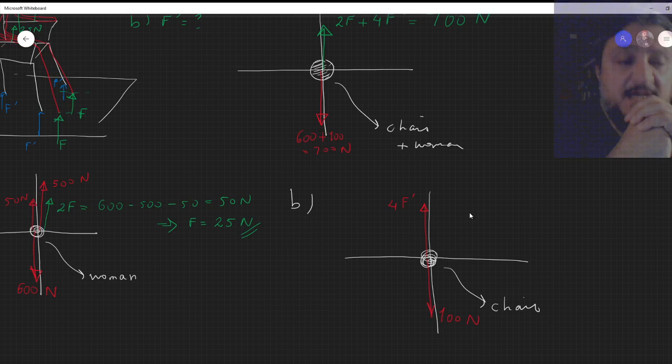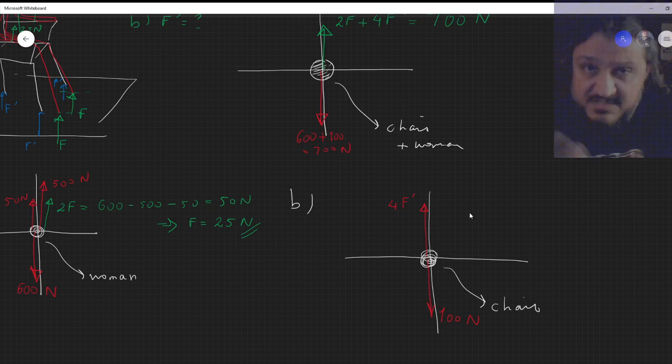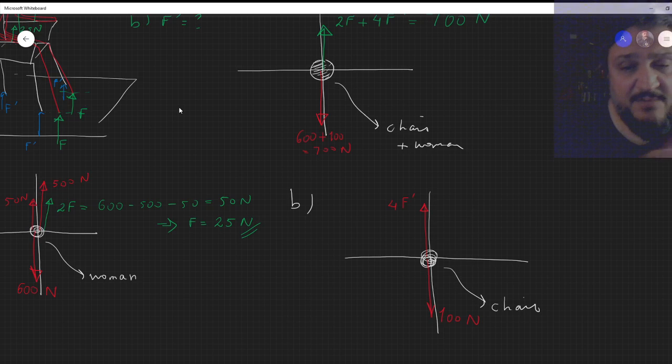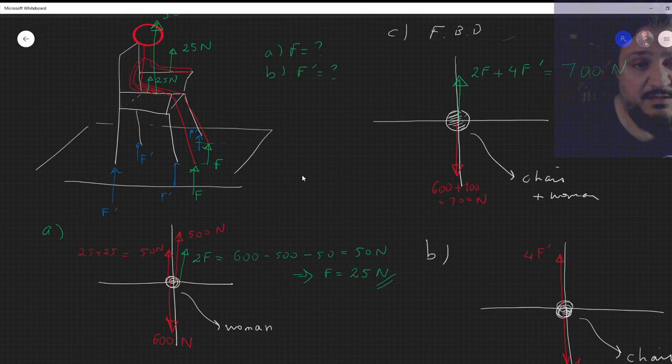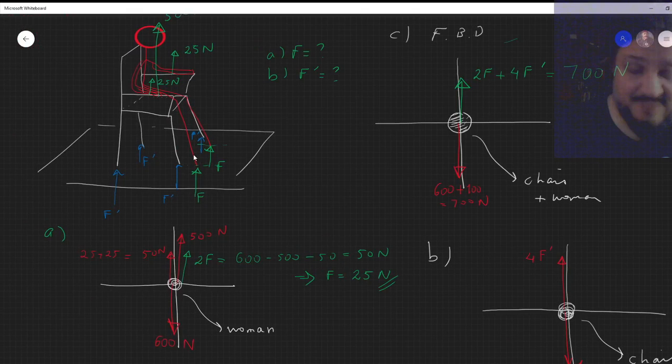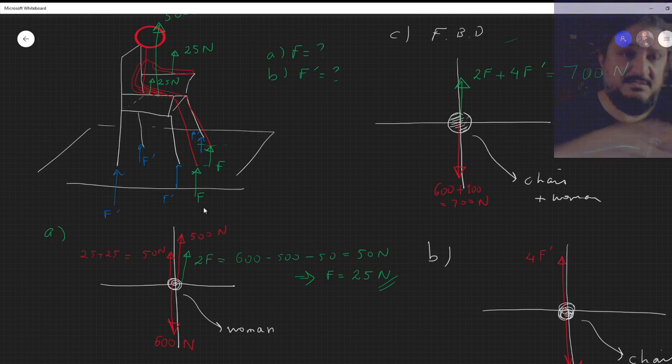Am I done? No, I'm not done. Why not? Because the woman also exerts a force. This is where the action-reaction principle comes in. Now, if I'm drawing the free body diagram for the chair, I do not have to worry about the interaction between her feet and the floor, which is F, right? Those two green forces, I don't care about those. Those are not part of my problem. My problem is just what happens to the chair. So she basically exerts a force on the chair.